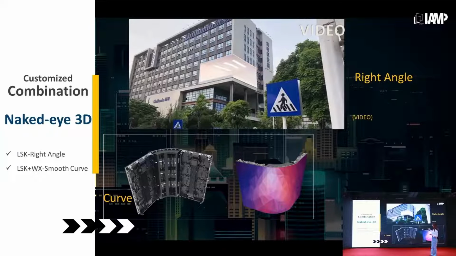And you can see at the corner the curved shape of the cabinet with our soft module. It makes the curved corner.